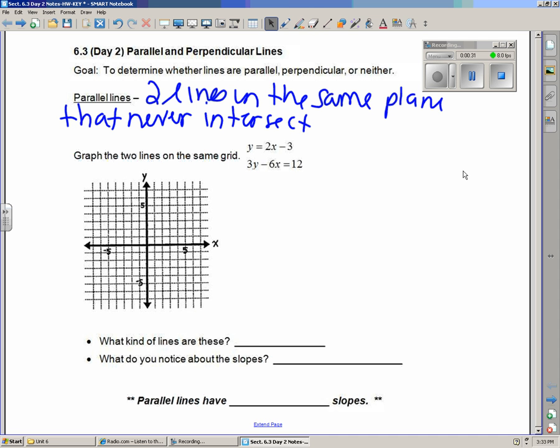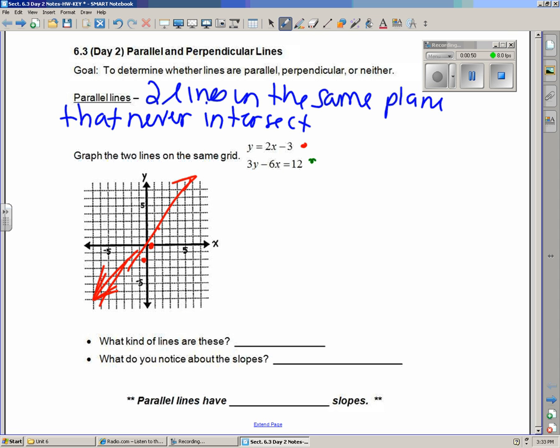So we're going to actually color code these things. My first line I'm going to graph in red, and I'm going to begin down at -3. Again, we got a problem here because I'm not calibrated. I'm going to go up 2 and over 1, up 2 and over 1, and I'm going to draw that line.